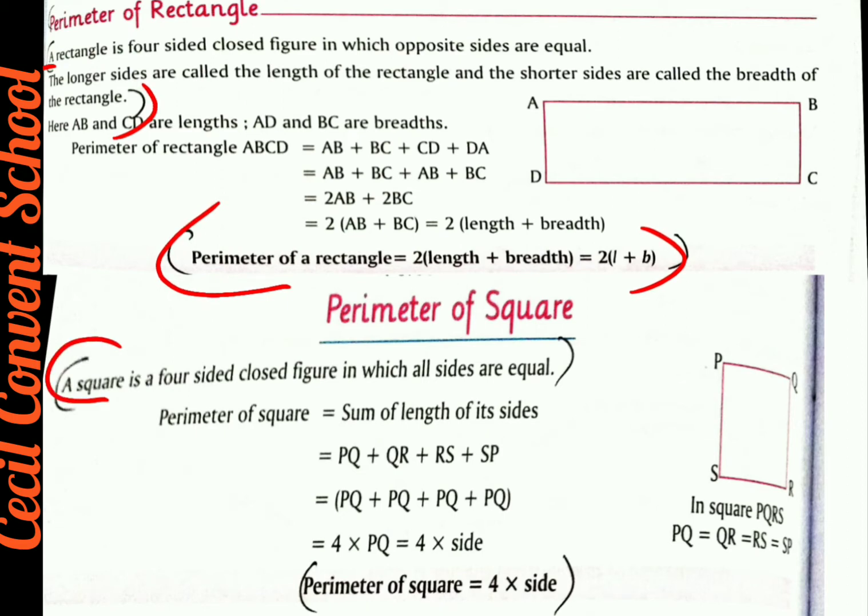A square is a four-sided closed figure in which all sides are equal. This is the definition of square. Clear? And the formula: all sides are equal, so the formula will be 4 into side. So you have to learn this formula also. Now on the basis of this, we do activity 1.